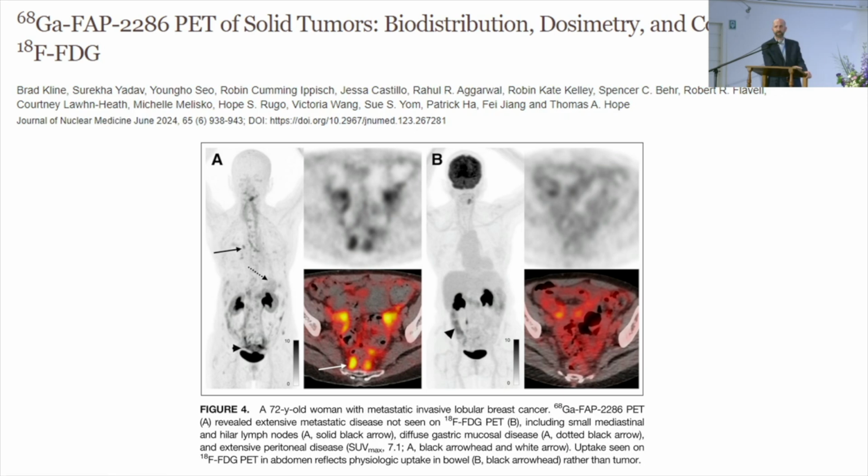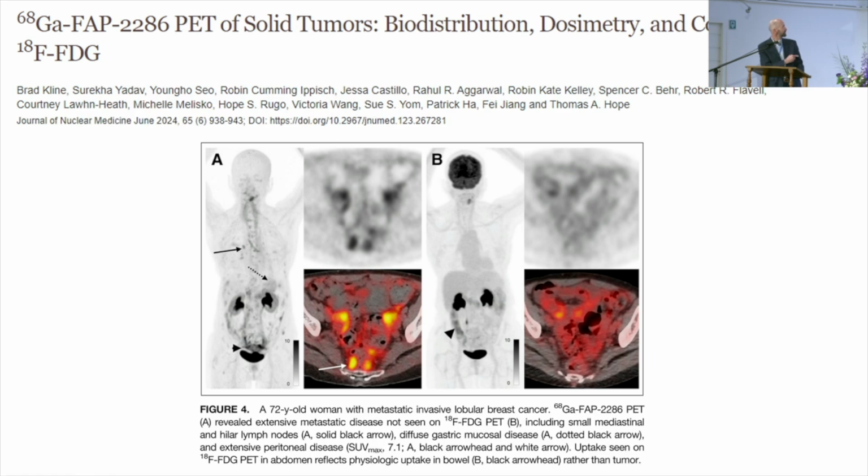Here is FAPI, sometimes it's FAP. This is fibroblast activating protein. And this is a different way of looking at cancer that seems to have less uptake with things like inflammation or infection, which is a weak area of PET scans with FDG. And you have somewhat subtle yet detectable uptake.